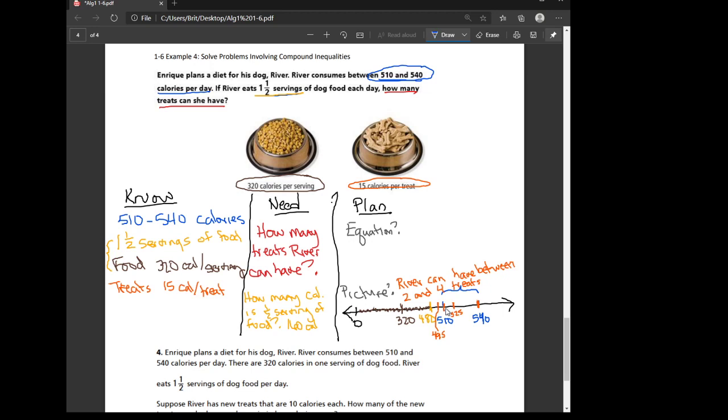Okay, so now let's try to solve this with an equation. I'm probably going to be using an inequality, right? Because it's a range, something between. This between is telling me that this is going to be an inequality problem. So if I'm looking between things, I have between 510 and 540.